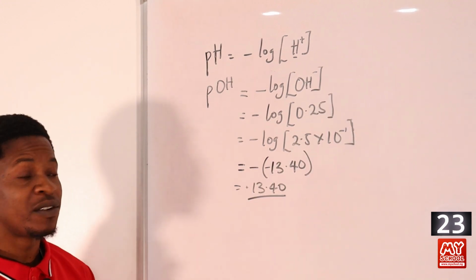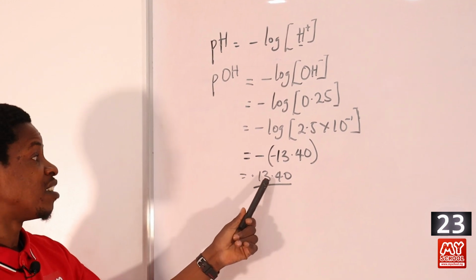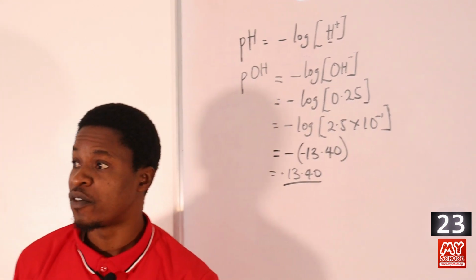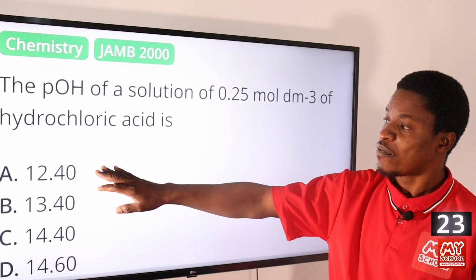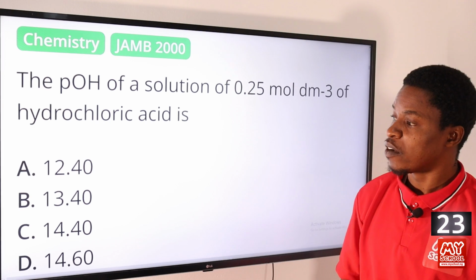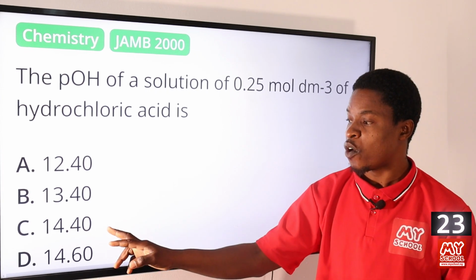that we should have on the pH scale, 14. So 13.40 should be our answer. So let's move on to the screen now and see what we have. Option A, we have 12.40. Option B, we have 13.40. Option C, 14.4, and D, 14.